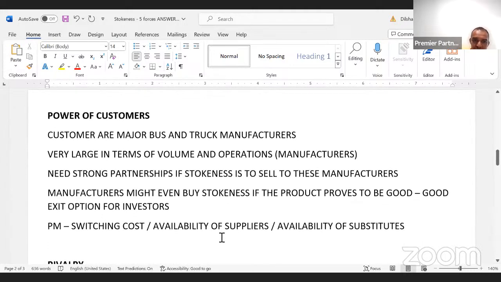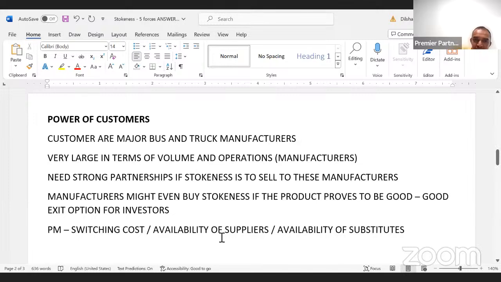Power of customers. Customers are major bus and truck manufacturers, isn't it? They are the ones who need. Very large in terms of volume and operations. So customer power is very high. In terms of being manufacturers, need strong partnerships if Stokeness is to sell to these manufacturers. So again, we are going back to that relationship part.